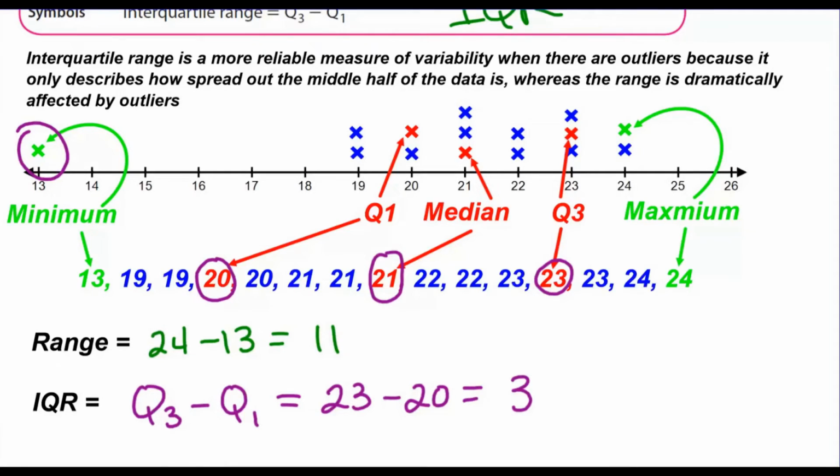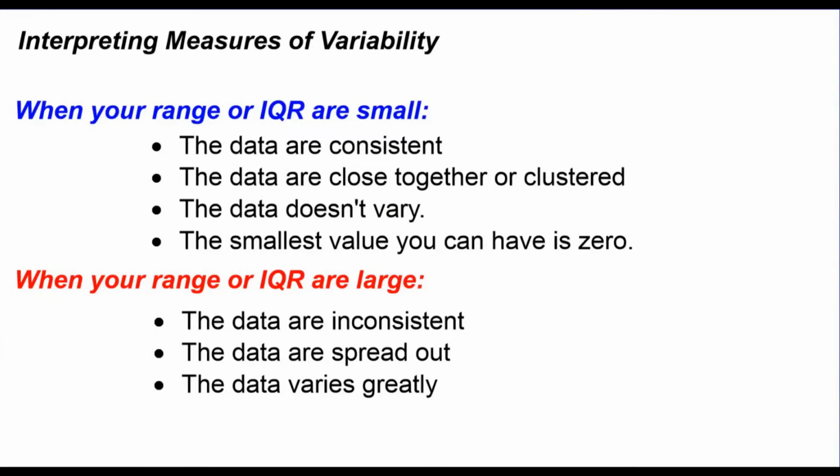So that gives us an idea or a picture of how IQR is a little bit more reliable than range. Range can be dramatically affected by outliers. So interpreting measures of variability, what does it mean? How do we read these numbers? If they don't tell us what a typical value is, then what does it tell us? Well, it tells us how consistent our data is, how spread out our data is, or how clustered our data is. So when your range or your IQR are small, that means your data are very consistent. They're very close together or clustered. Or we could say the data doesn't vary. The numbers aren't that different from one another.